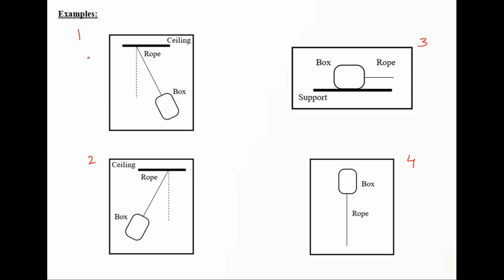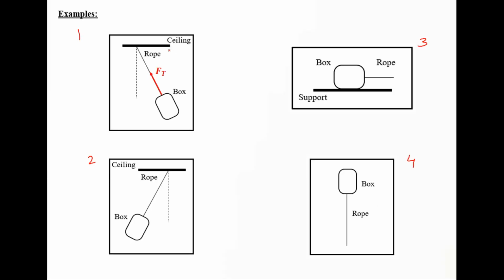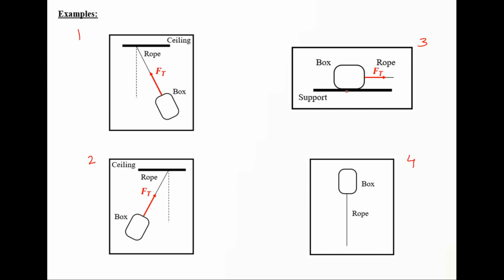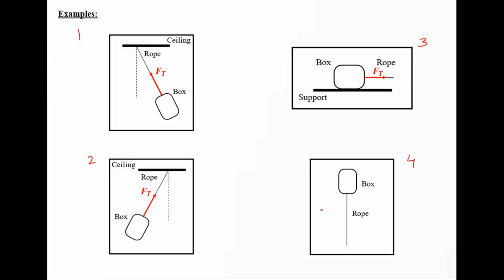The tension force is always represented from the point of contact between the box and the rope and along the string away from the box. Then it would be something like this. Similarly in example 2. Now in example 3, it's going to be along the rope away from the object. And in example 4, it would be along the rope away from the object.